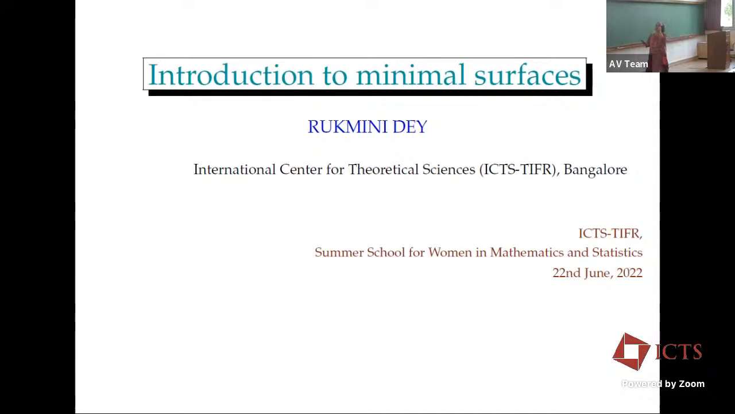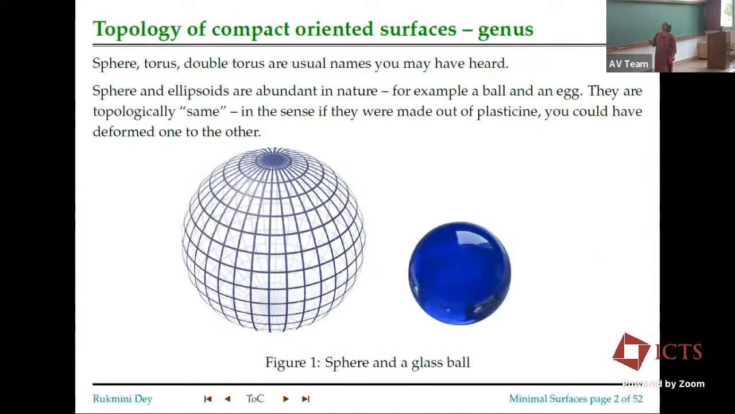So what are minimal surfaces? That's my topic today. Before coming to minimal surfaces, let's come to the topology of compact oriented surfaces, and they are characterized by what is known as the genus. So what is all this? Okay. So we talk of topology.